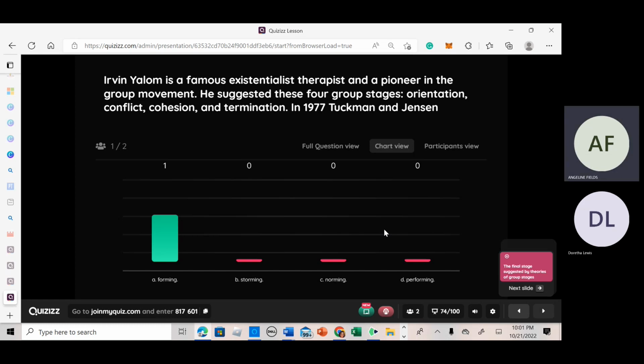Yalom is a famous existentialist therapist and a pioneer in the group movement. He suggested four stages: orientation, conflict, cohesion, and termination. In 1977, Tuckman and Jensen reviewed 25 years of research and came up with five stages: forming, storming, norming, performing, and adjourning. Which stage in Tuckman and Jensen's paradigm is similar to Yalom's orientation stage? The correct answer is forming.